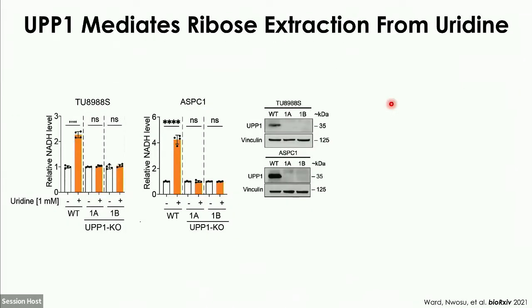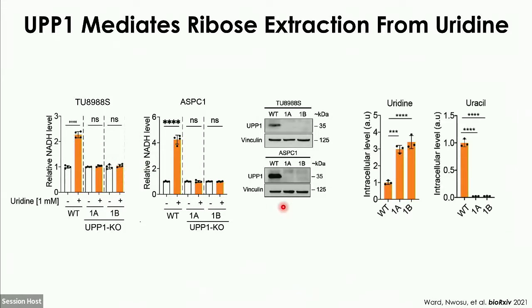Next, we sought to further investigate the role of UPP1. To this end, we knocked UPP1 out of several pancreatic cancer cell lines and observed that they were no longer able to metabolize uridine, as read out by both NADH here on the left, and the inability to convert uridine into uracil shown on the right.